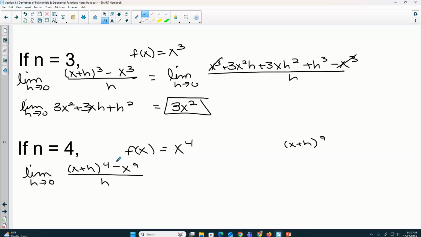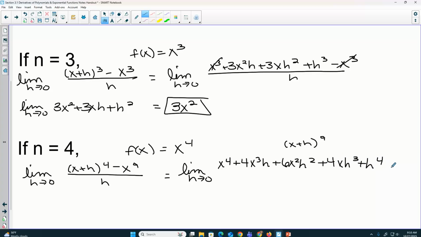Okay, so if we were to multiply this whole thing out, you get x to the 4th plus 4x cubed h plus 6x squared h squared plus 4xh cubed plus h to the 4th minus x to the 4th. Do I need to show you the work, how I got that? You guys trust my multiplying?